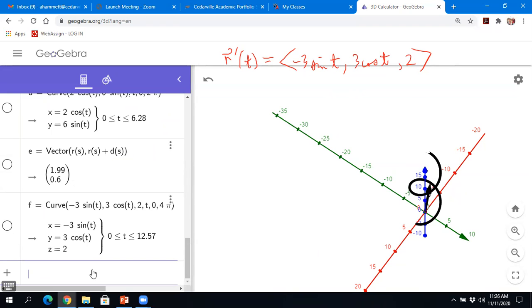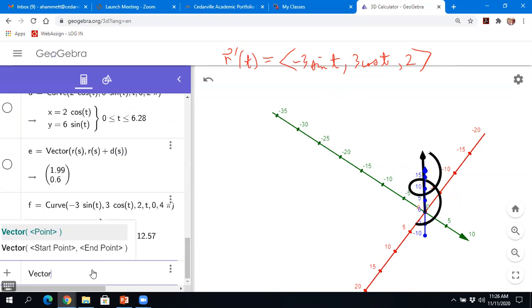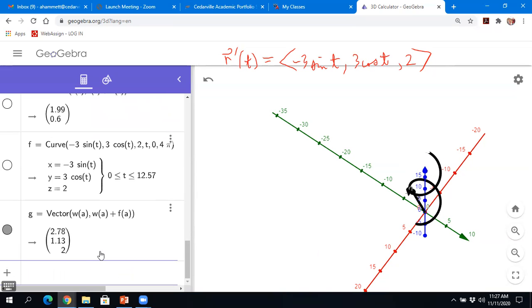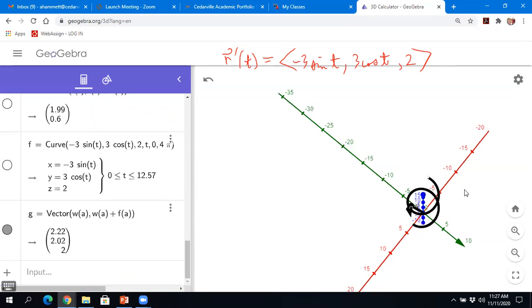So that's the derivative right there, but now I want to have a vector that emanates from the actual point itself. So it was like vector. Here we have a start point and an end point. The start point I want to be the terminal end of my vector valued function, which was w of a. And then the end point, they represented this thing by f. So it's going to be w of a plus f of a. And I think I can go like that. Now you see it? You see the little tangent vector right there? That's kind of neat.